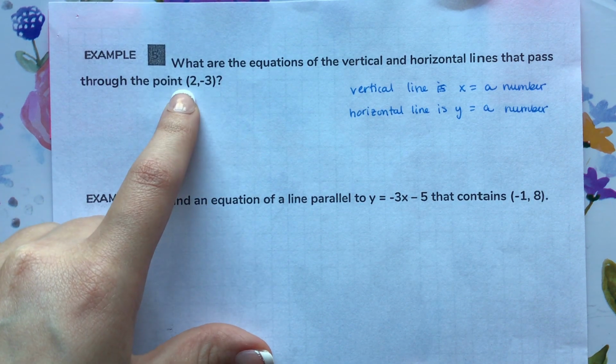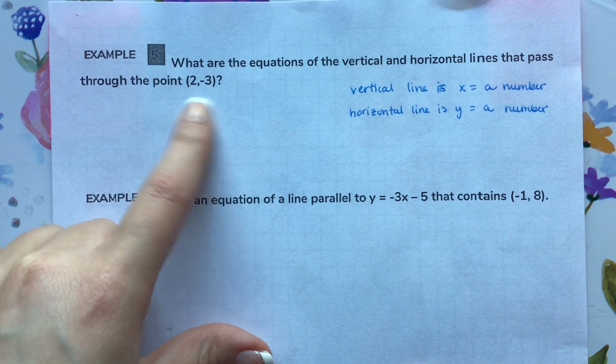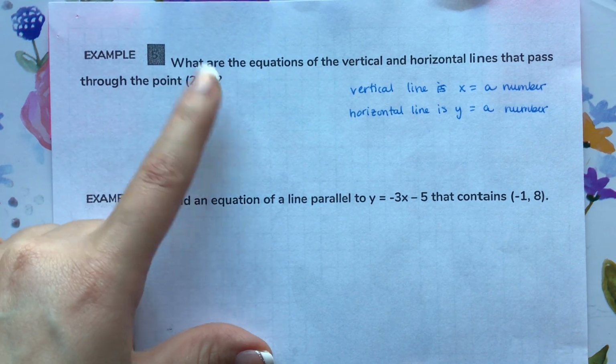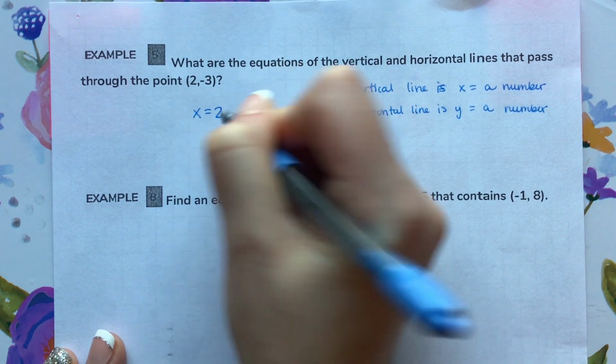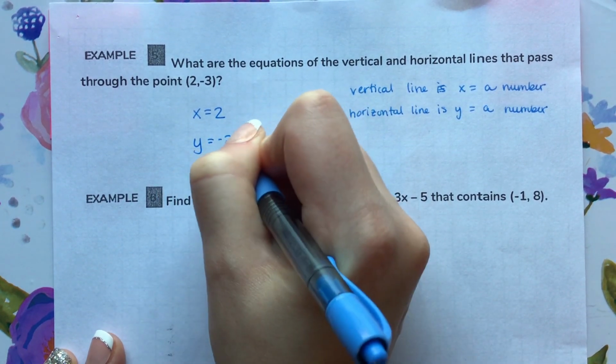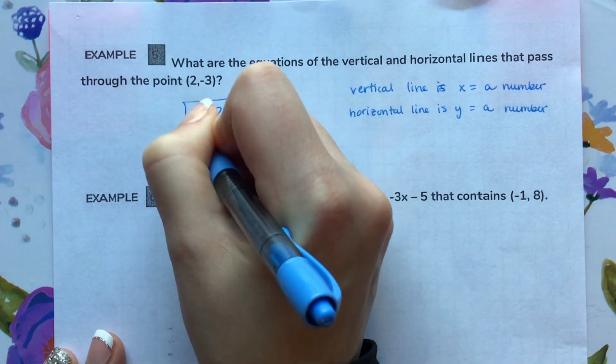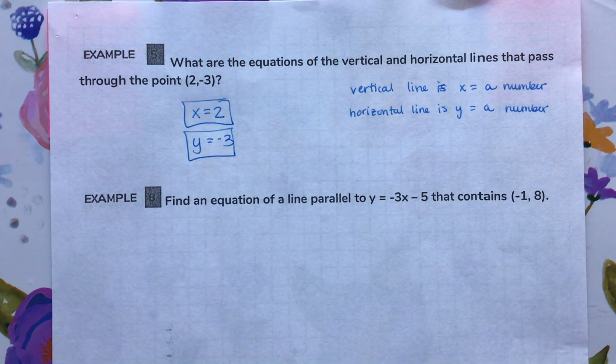Because the lines must go through this point, x must be the x value and y must be the y value. So I'm going to have x equals 2 and y equals -3. And there's my two equations. So that was kind of a speedy example for you.